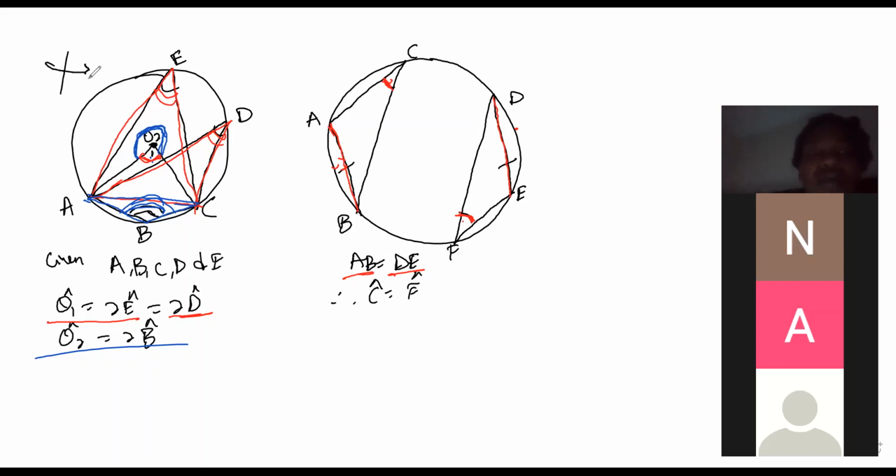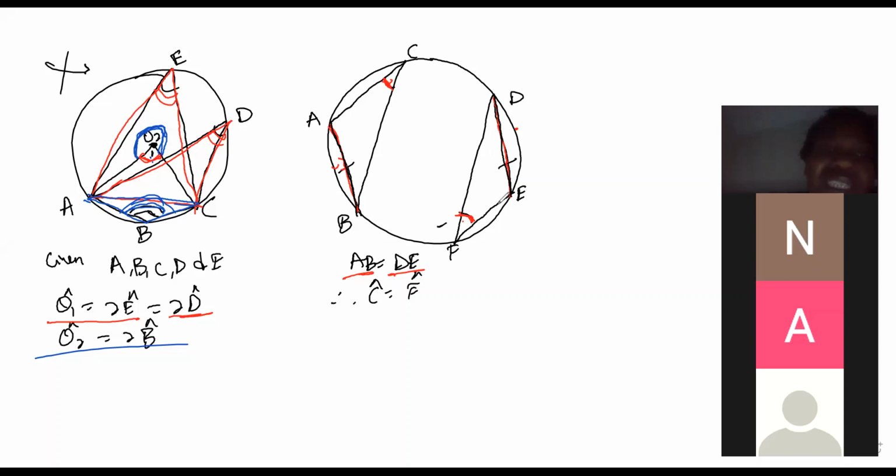Yes, ma'am, the one you just did. The one I just did, okay. The one I just did, they say equal chords, right? So chord AB is equal to chord DE, right? Equal chords subtend equal angles on the circumference of the circle.